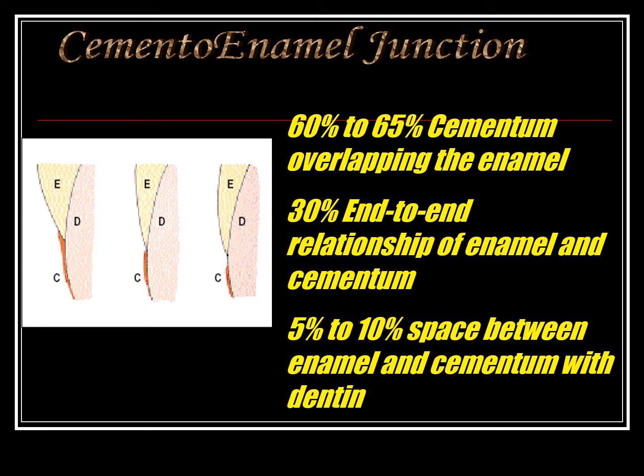In 60 to 65% of cases, the cementum is the overlapping type, where cementum overlaps the enamel. The second type of junction, in 30%, is the end-to-end relationship, where cementum and enamel form a butt joint at an angle of 90 degrees. In very few cases, 5 to 10%, we have a gap junction, where the root is exposed and not covered by the cementum. So this is called a gap junction, and it is present in 5 to 10%.